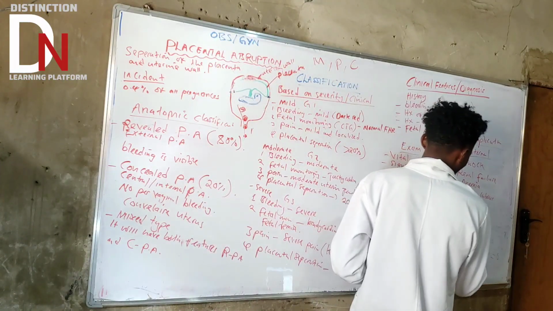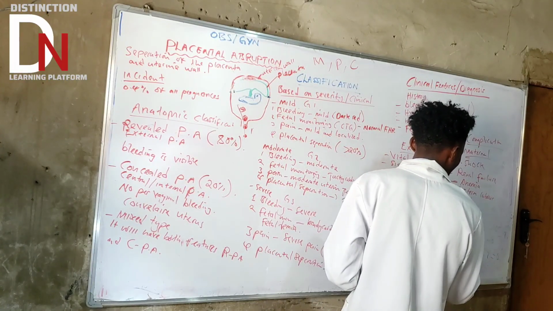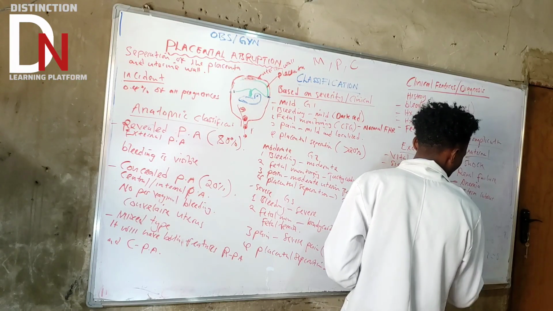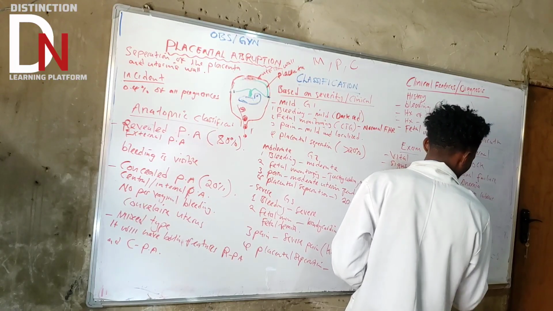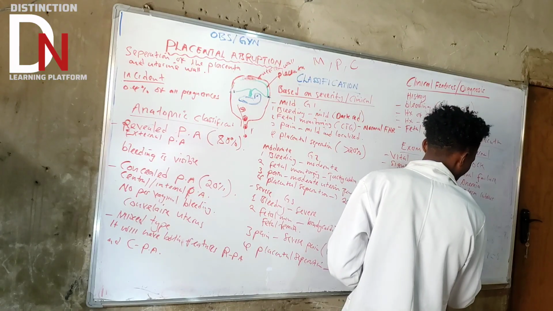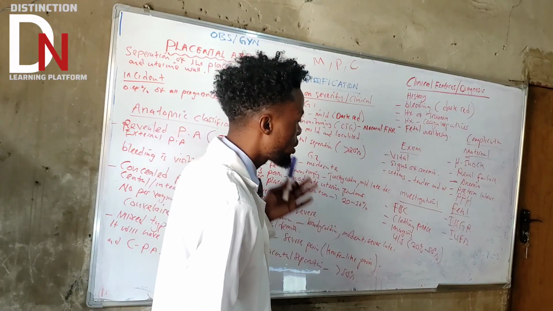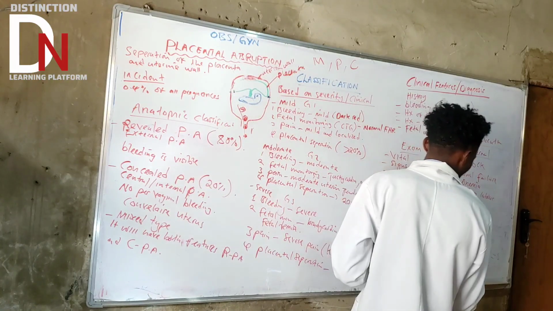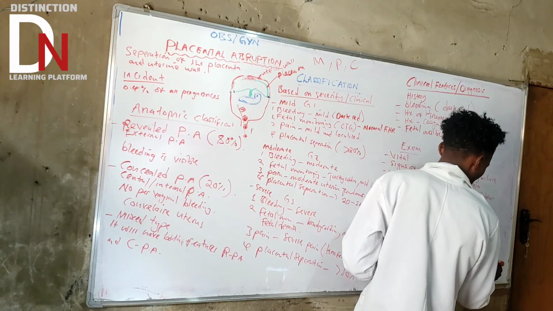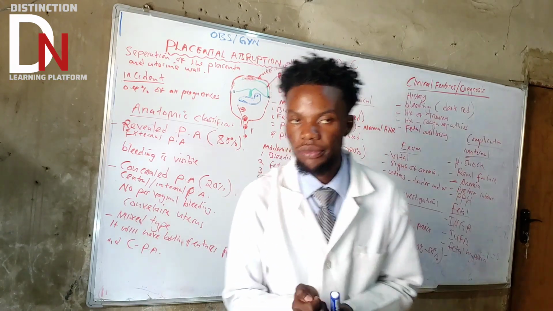Then what about the fetal part? The fetal part, they are going to have intrauterine growth restriction, IUGR. There is also intrauterine fetal demise, IUFD. So intrauterine fetal demise, intrauterine growth restriction. There is also fetal hypoxia. And there will be increased risk of congenital anomalies. Okay, very, very important.